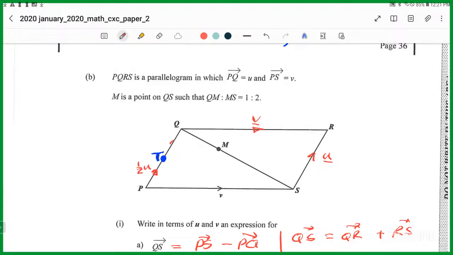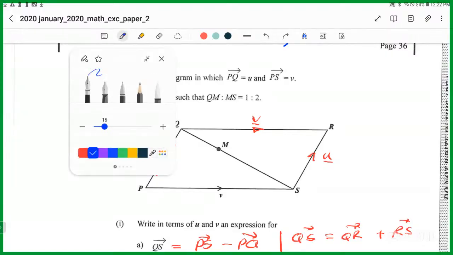And the vector from here to here is the other half U. Alright? So T to Q is half U. And P to T is half U. And the question is saying we show that these 3 points are collinear. Let me put it in blue. So you can actually see they are on a straight line for real.